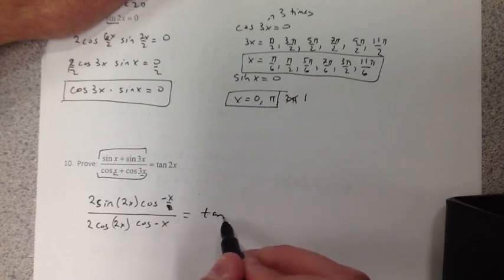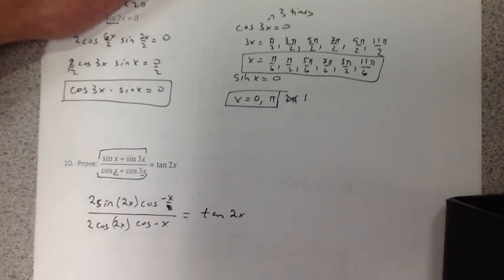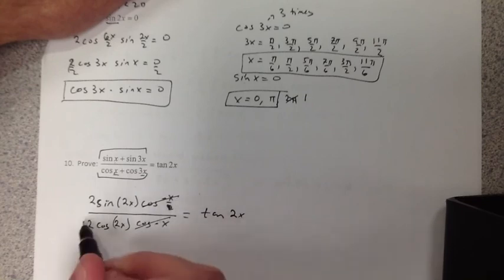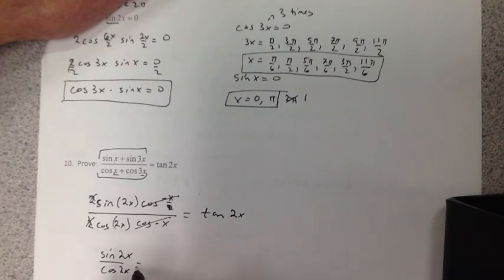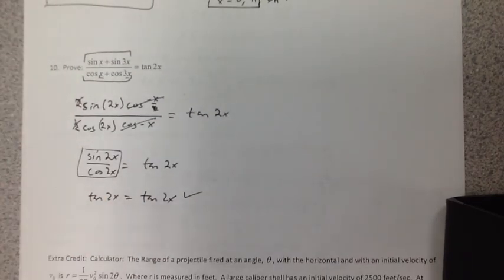See if that's equal to the tangent of 2x. Easy, yeah. Those cancel, and the 2's cancel. And what are we left with? The sine of 2x over the cosine of 2x equal to the tangent of 2x. Yeah, and what is sine over cosine? It's the tangent of 2x. Proof. There we go. Tangent of 2x equals the tangent of 2x.